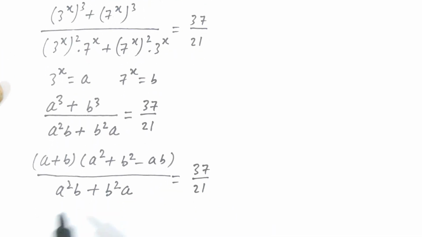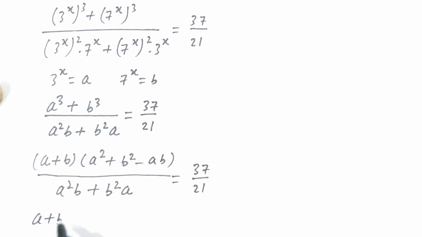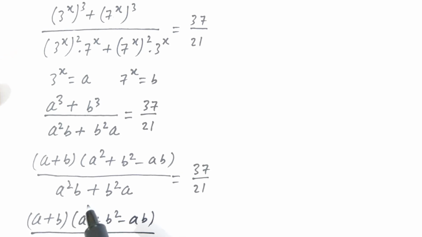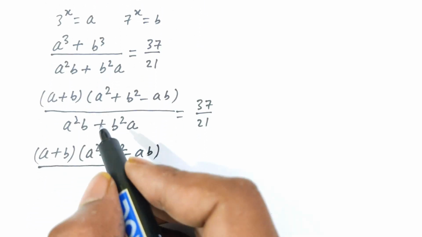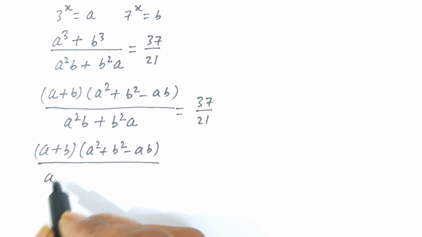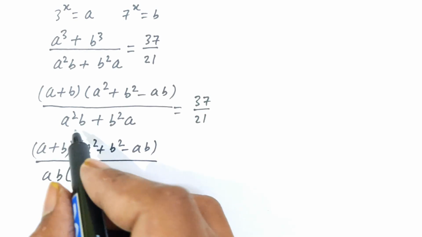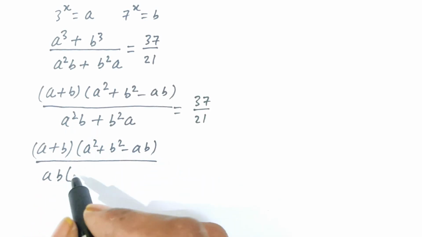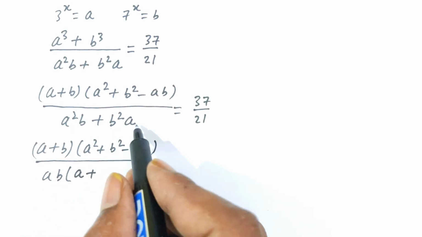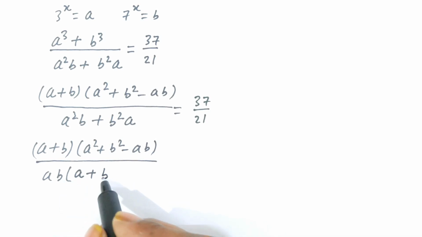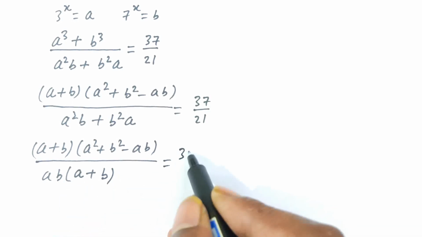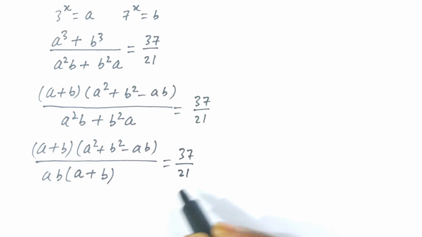Now in numerator a plus b times a square plus b square minus a times b, and in denominator here if we take a times b common, then a square b divided by a times b, we get a, plus b square a divided by a times b, we get b, and this is equal to 37 divided by 21.